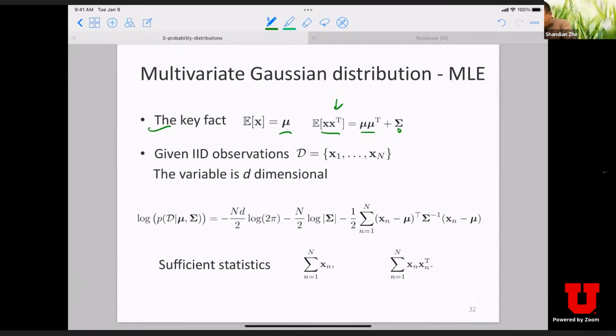That's the basic property of a multivariate Gaussian distribution. And next, suppose we're given big N observations, IID observations. How do we estimate the parameters of a multivariate Gaussian distribution? Namely, how do we estimate mu and how do we estimate sigma?